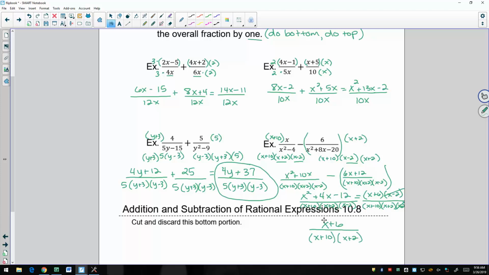You cannot cancel out any of these x's because they are attached to these numbers with plus signs. Remember, you can only cancel things out that are being multiplied together. So you'd have to be able to cancel out the entire x plus 6, and you can't. There's no other x plus 6.